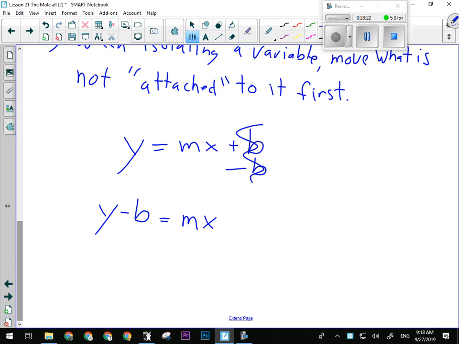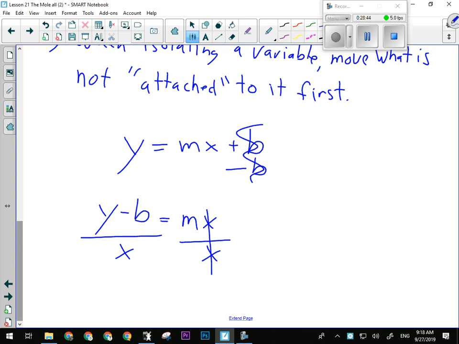I want to get m by itself, so what do I do with the x? Divide by it. I do the opposite. So I divide this side by x. X divided by x is 1. M times 1 is m. Good, x is gone. Now I do that to the other side. Now I've isolated for m. All I had to do is remember 3 rules.